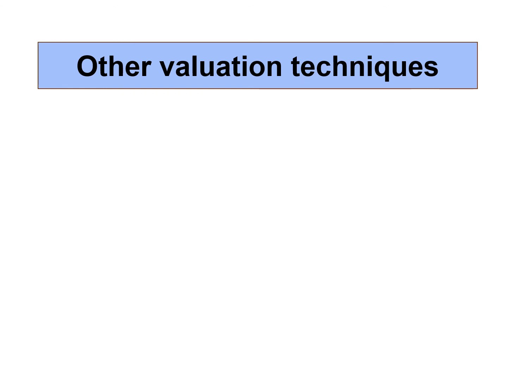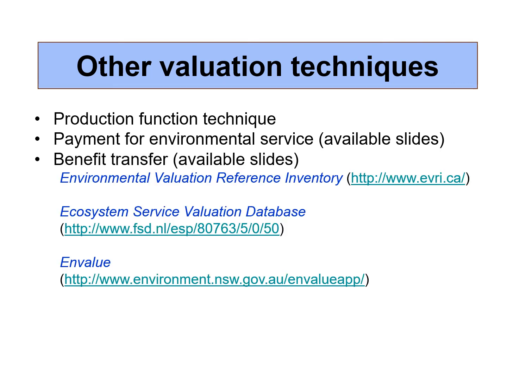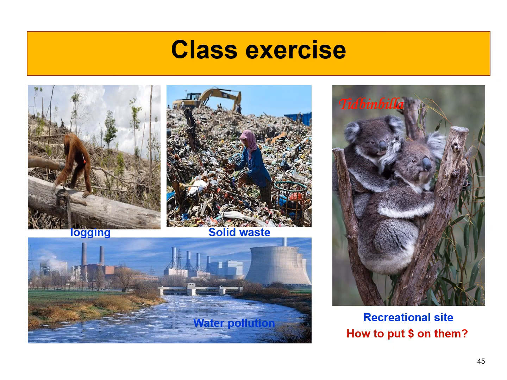There are also other valuation techniques for the environmental good, which will not be covered in this chapter, such as production function technique, payment for environmental service, and benefit transfer. So basically you can just click on this link and you can look at them in detail if you like to. Okay. We will discuss this exercise during the class time.